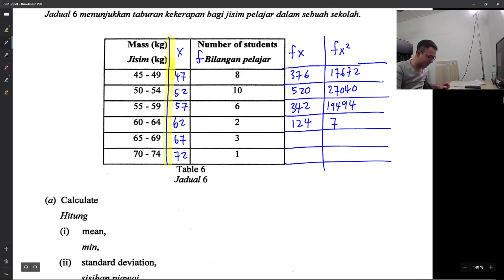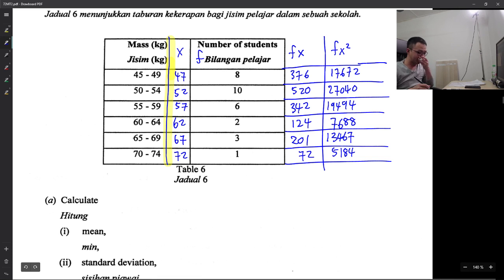So I get 7688. 3 times 67, I get 201. 201 times 67 again, I will get 13467. This one will be 72. 72 times 72, I get 5184.